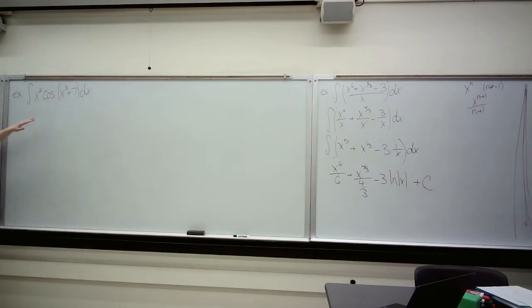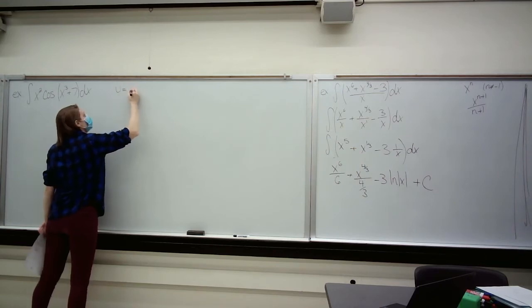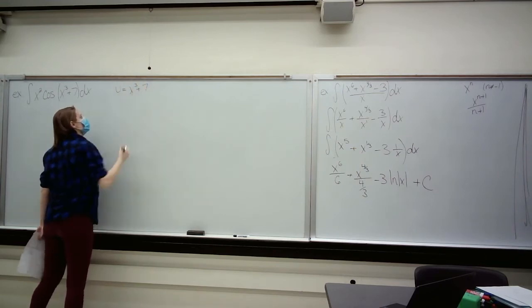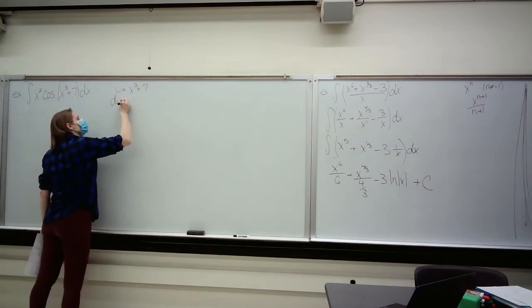Well, remember, we also have this idea of a u sub. We use our u substitutions when we have a derivative and a function both in the same thing. If we see a function and its derivative in here, I can use my u sub. So, looking at this, I see an x cubed plus 7, and I also see an x squared. Well, I know if I'm taking a derivative, I can go from cubed to squared. So, let's say u, I'm going to let be my x cubed plus 7. So du is what?